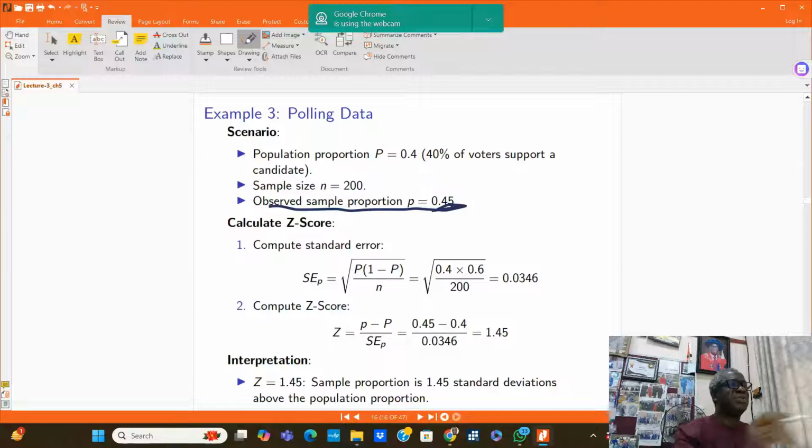So we can compute the standard error from this using the expression that you have there. So the population proportion, where you have the proportion of success here, is 0.4. The proportion of failure is 0.6. And then the sample size taken is 200. And then you do the arithmetic and you get the standard error here.